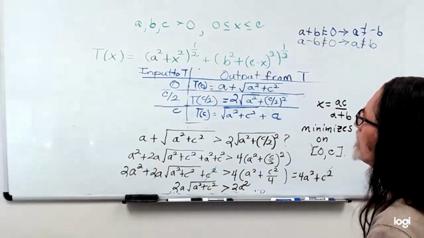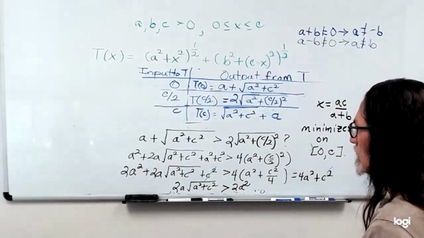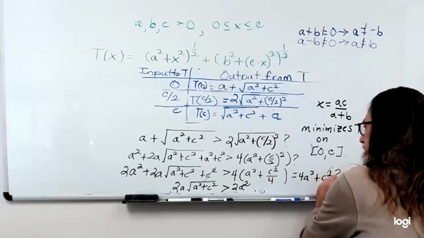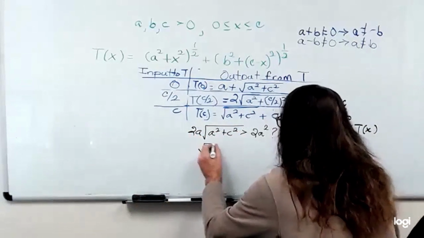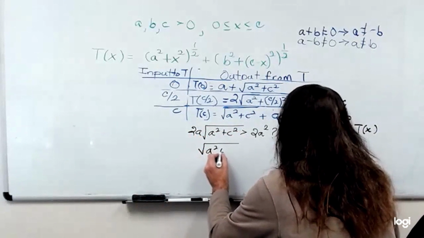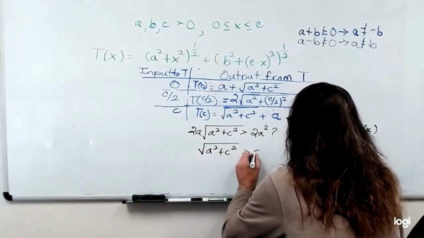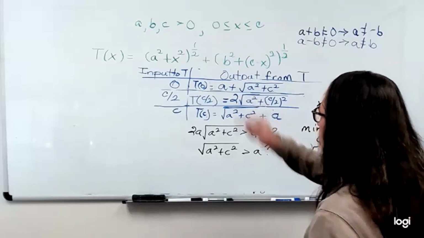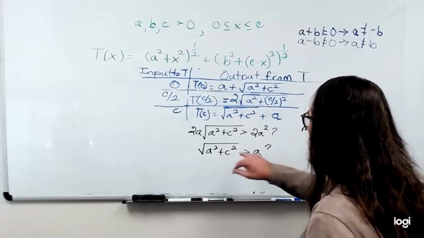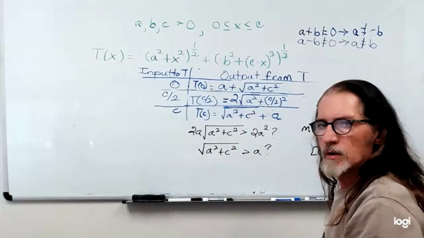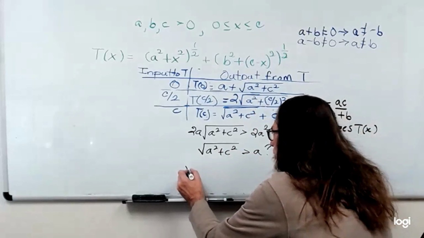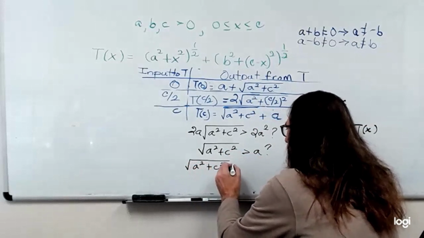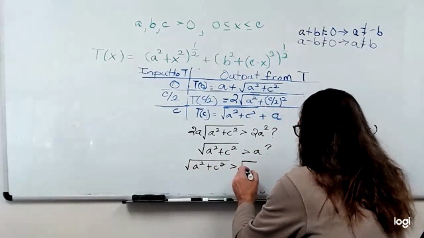2 is positive, a is positive. Dividing both sides by 2a. All right, so c strictly positive, c squared strictly positive, added to a squared. That's something bigger than a squared. And when you take the square root of something larger, you get something larger.